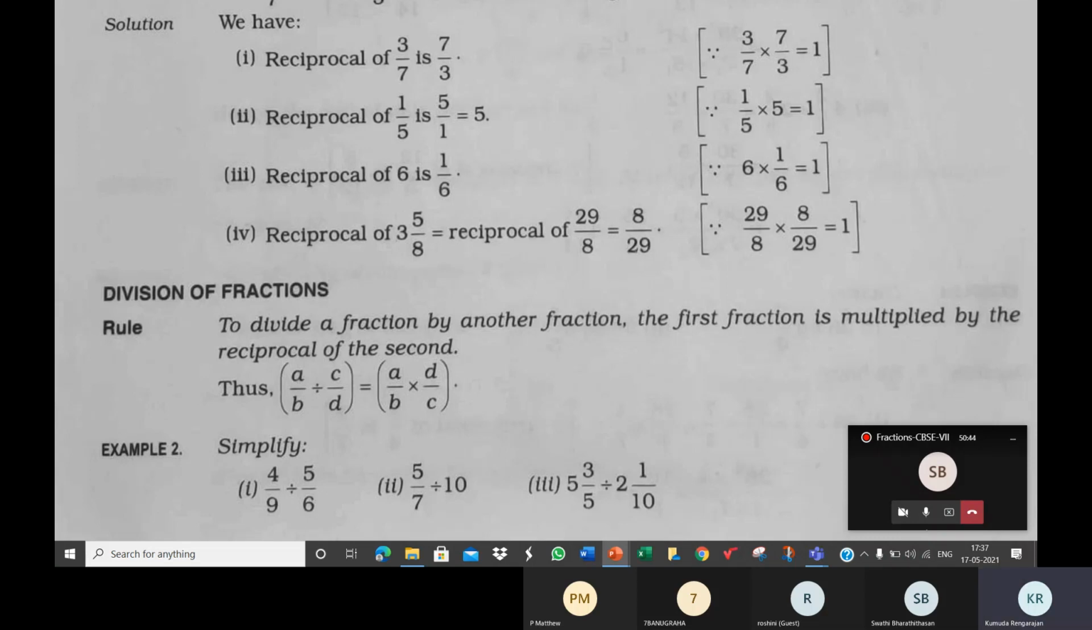Similarly, multiplication and division. So you have this number 20. You divide by 4. 20 divided by 4 is 5. Then you multiply the result by 4. 5 into 4, 20. You will get back the number 20.